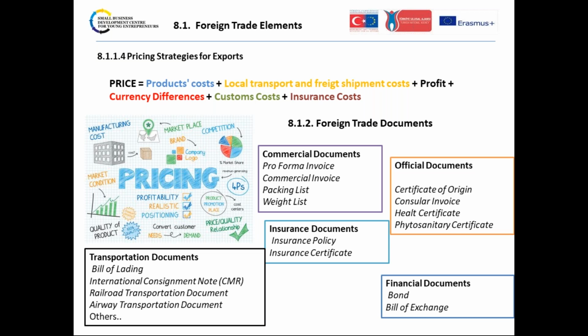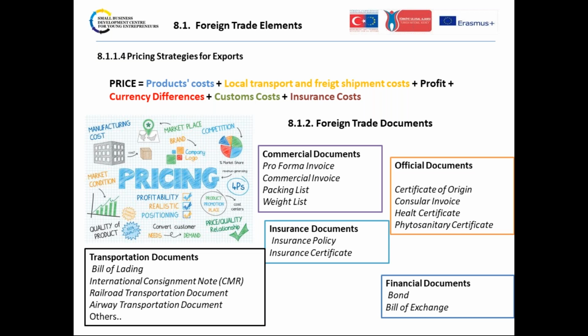Another is the international consignment note, CMR. This is mostly used in road and land exports, and also the transportation company will prepare it. And another one is railroad and airway transportation documents. I don't want to make this long, so let's continue with other important documents, the commercial documents. This is like you are doing business in your own country. First you need to give them a kind of proposal. That means a pro forma invoice. This is not a must, but the pro forma invoice is important.